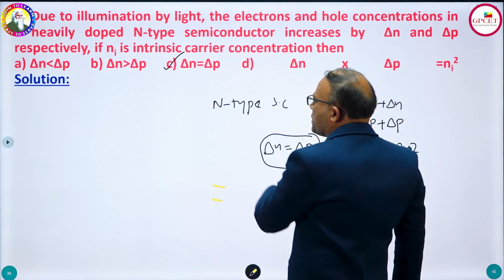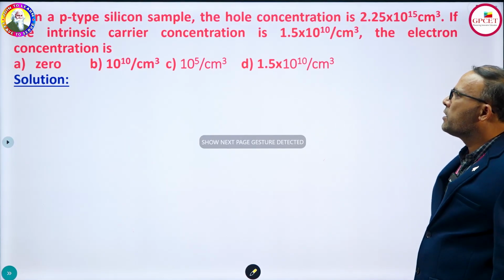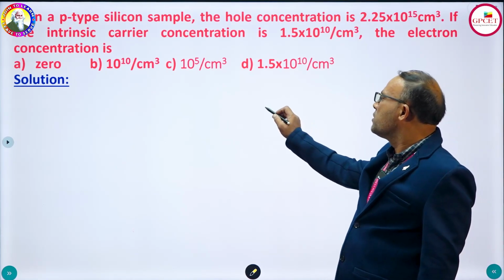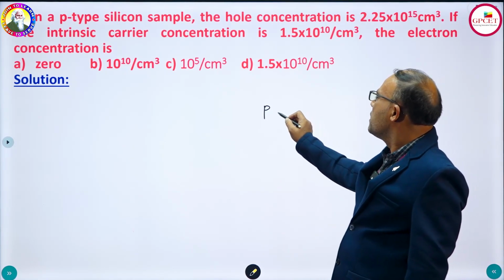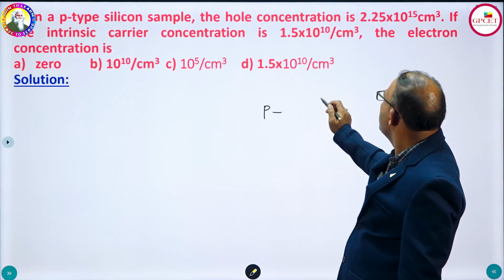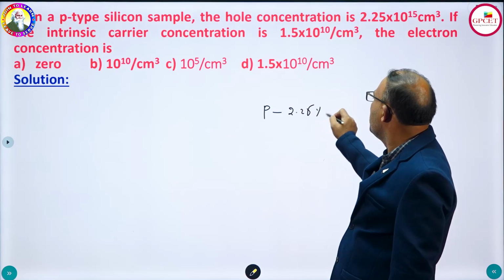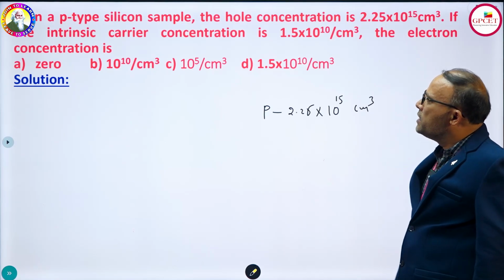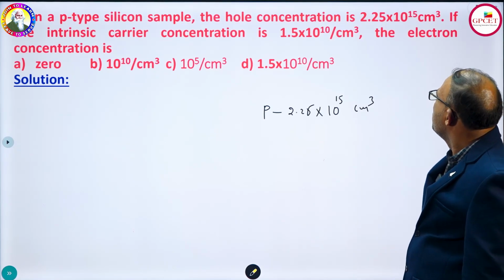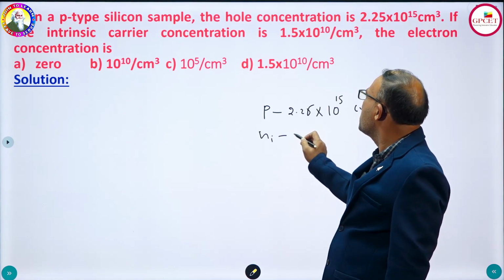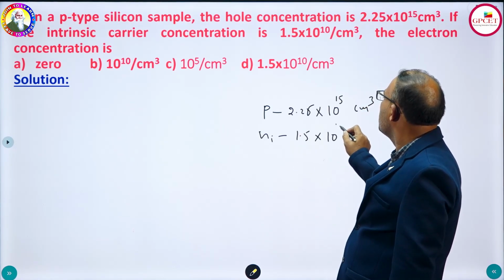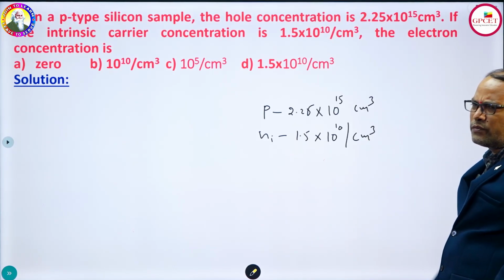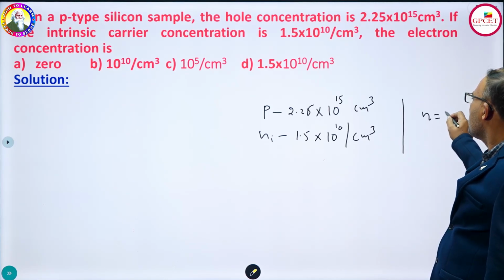Next, let us see the next GATE question: in a p-type silicon sample, the hole concentration is 2.25 into 10 power 15 per centimeter cube. That means a p-type semiconductor is given and its hole concentration is given. If the intrinsic carrier concentration Ni is given as 1.5 into 10 power 10 per centimeter cube, then the electron concentration is, as we know, here we need to find the electron concentration N.